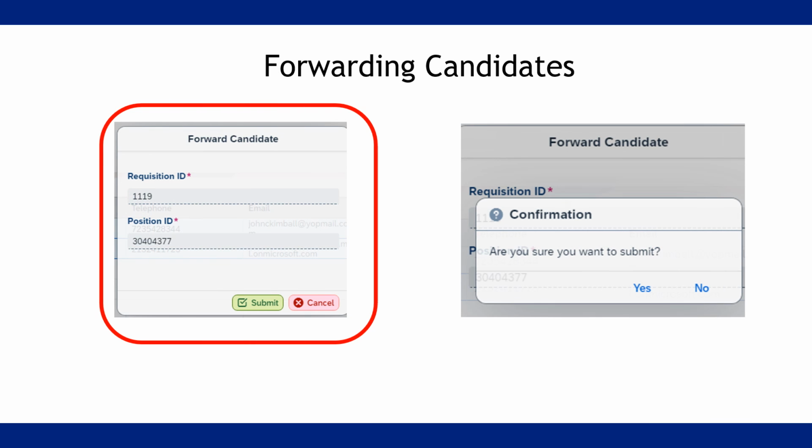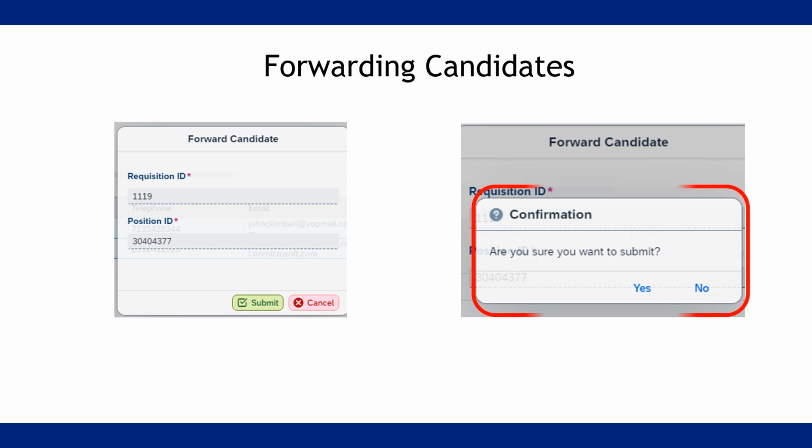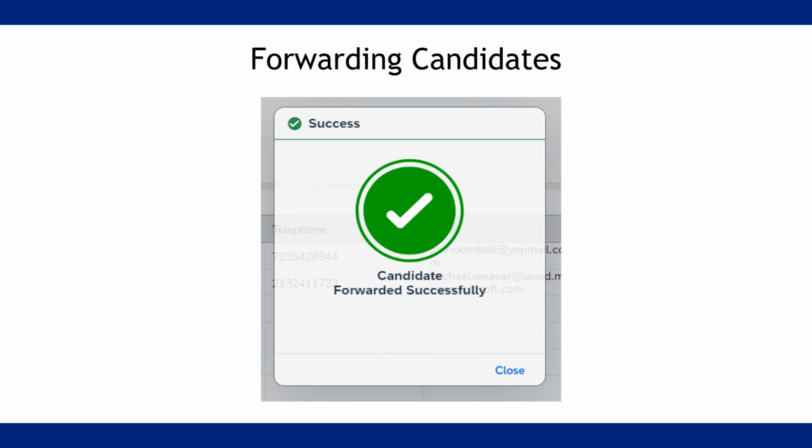The Forward Submission box is displayed. First, click the Submit button to forward the candidates to the requisition. A confirmation box is displayed. Then, click Yes to complete the forward action. Confirmation of the successful forwarding of the candidates is displayed. Click the Close button to exit.